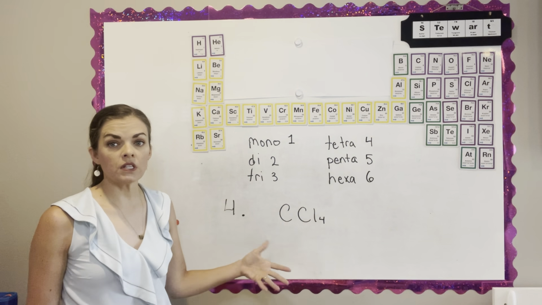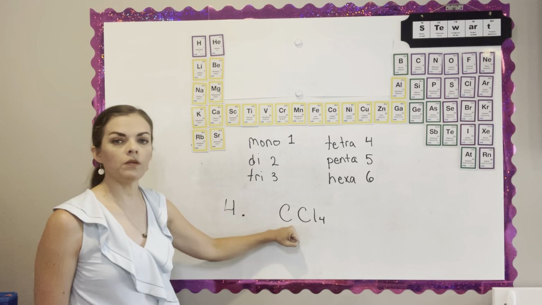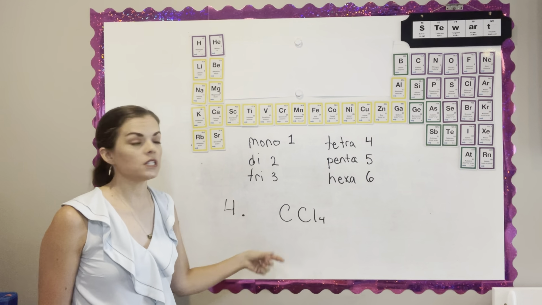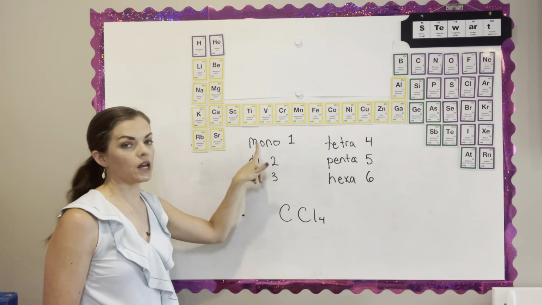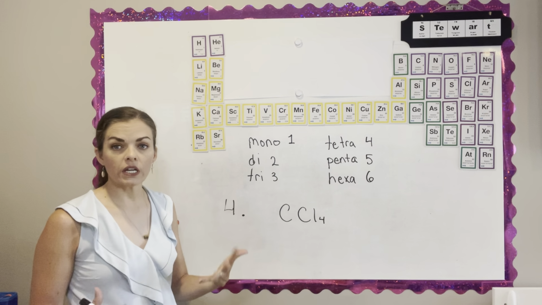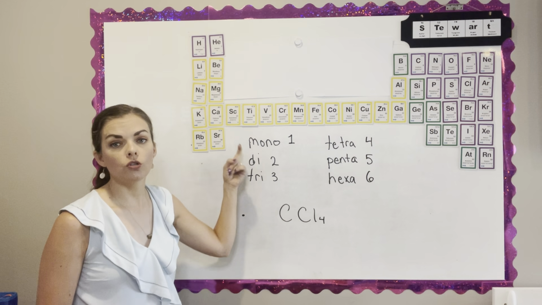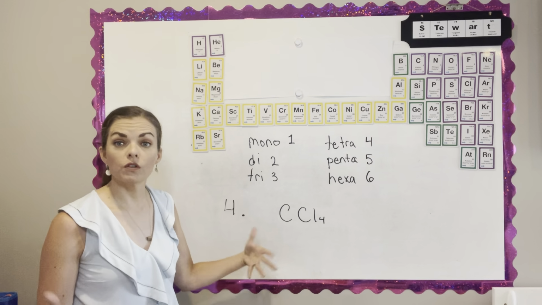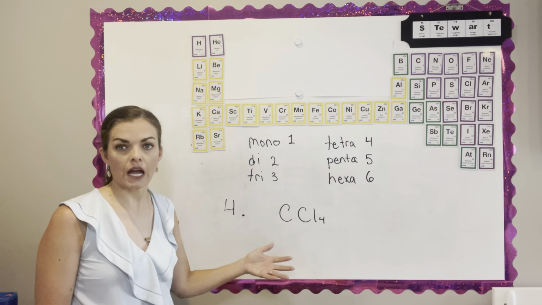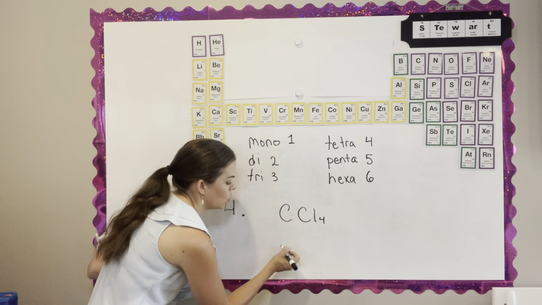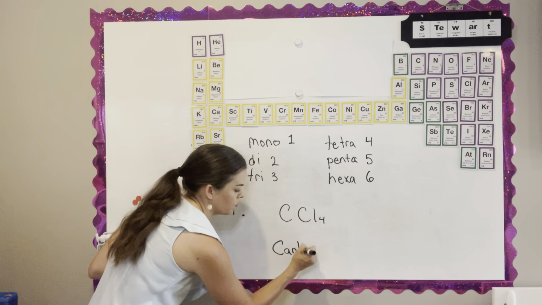Since we're naming this compound, we have 1 carbon, and the natural tendency is to pick the prefix and say monocarbon. The exception to the rule is if there is 1 of the first compound, you don't put the mono on it. But if there are 2, then you would put the di. But for the first compound, we're not going to list the mono.